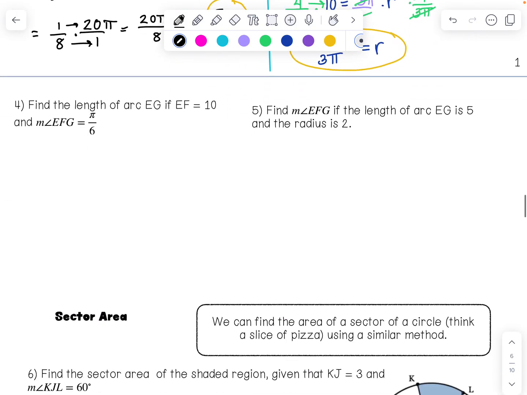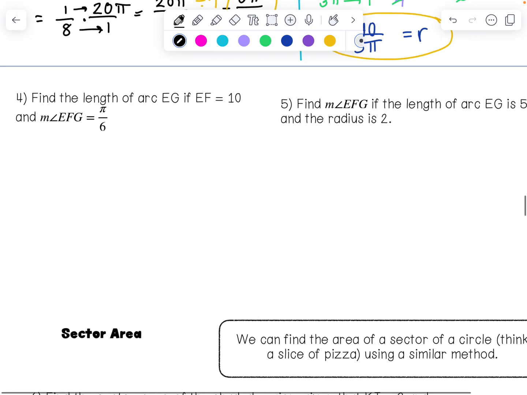So if we go to page 2 of these notes to do our arc length, they say we want to find the length of arc EG, so find S. If EF is 10, okay, so here's our radius. And our theta value is pi over 6. And I don't see a degree symbol, so we know we're in radians, right? So we want to remember in radians.